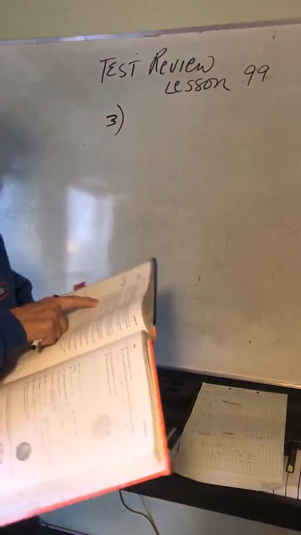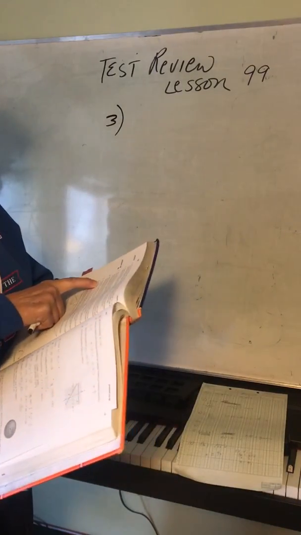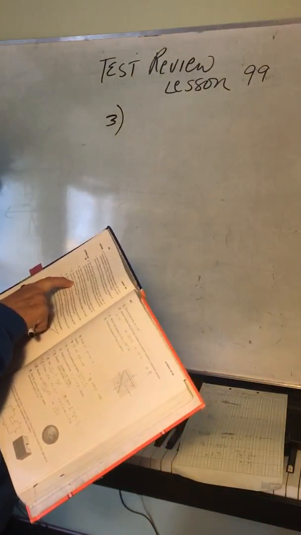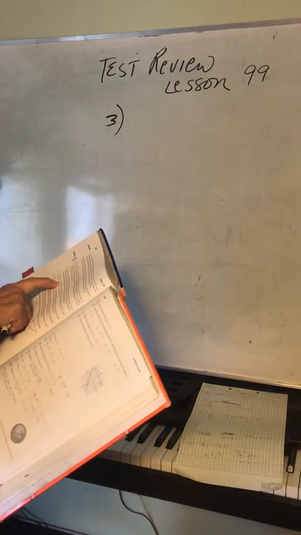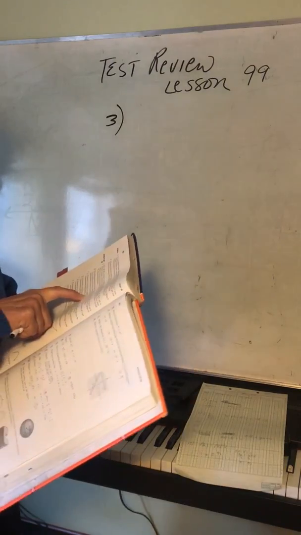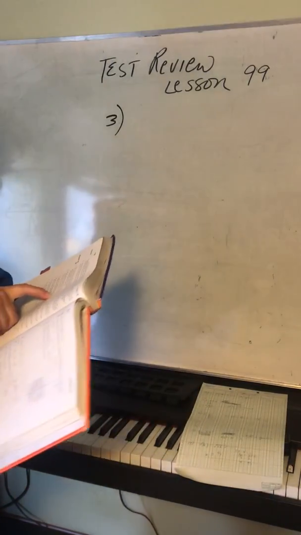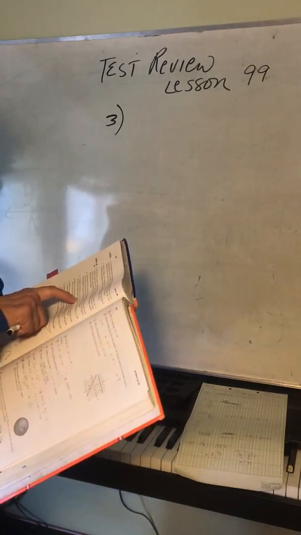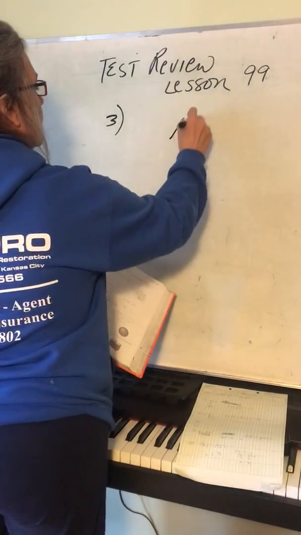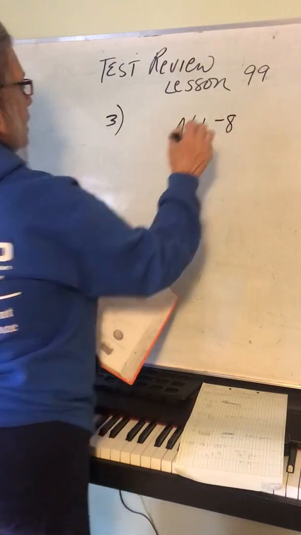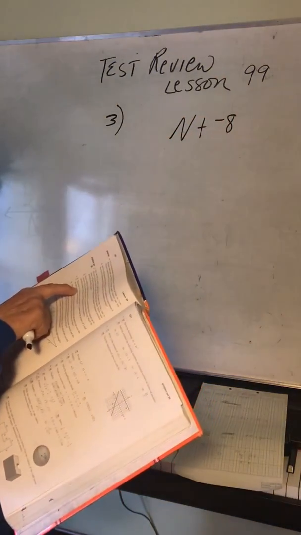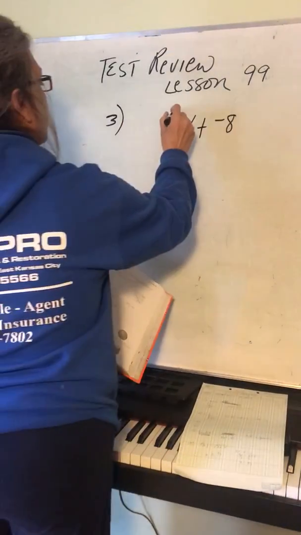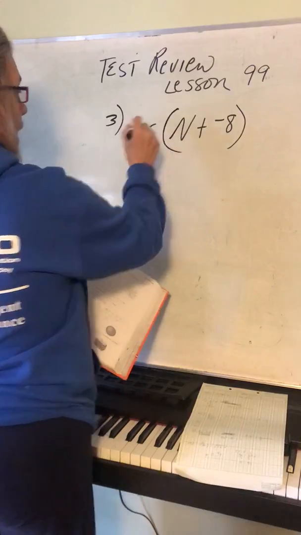And number 3 is, this is on page 420, if you want to follow along with me. The product of 5 and the sum of a number and -8. Okay, these are the word problems. So we're going to do the sum of a number and -8, which will look like this, -8. And the product, it says the product of 5 and the sum of a number and -8. So that will be 5 times.